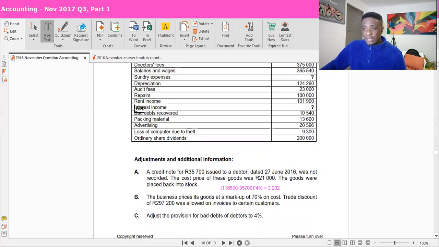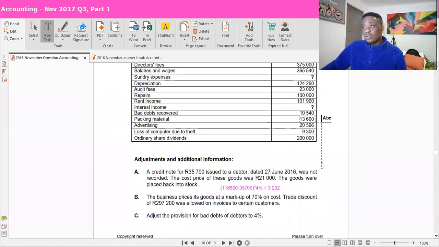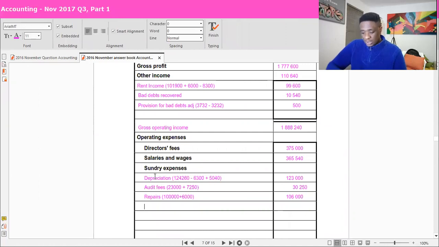So for packing material, it's typically most times, 7 out of 10 times, they will give you the stock count. So we have packing materials that are still on hand of 3,700, and we have packing materials on our pre-adjustment trial balance of 13,600. So what we simply need to do is to subtract the 3,700 from the 13,600 and get a balance of 9,900. So that is simple enough, and it's going to be repeated so many times.